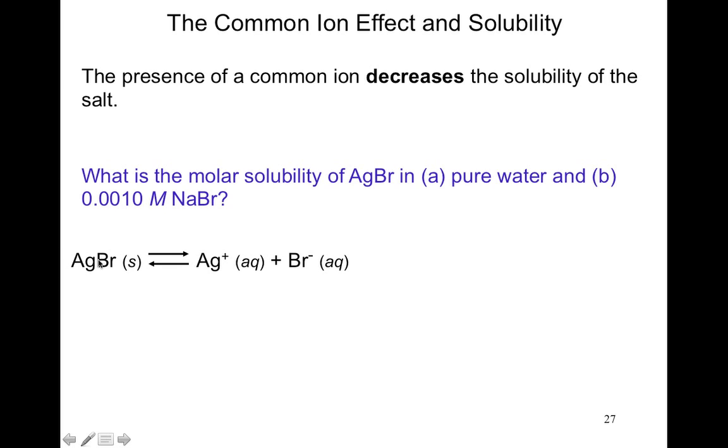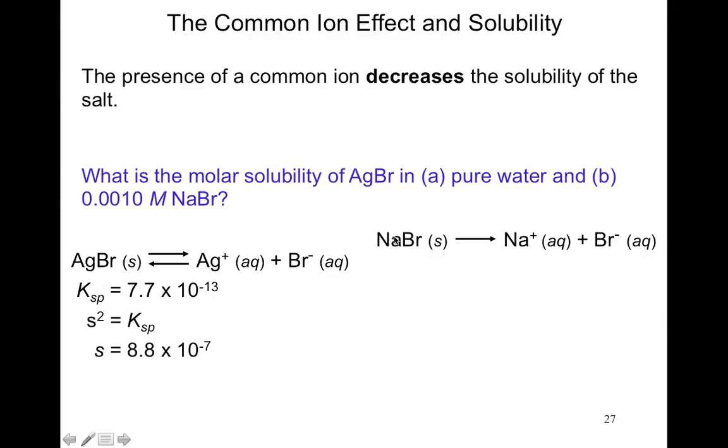So, in pure water, silver bromide dissociates into silver and bromide ions. It's all a 1:1:1 ratio. Very easy. We look up its Ksp in the book, and we have everything we need. This is a plus S and a plus S, so Ksp is equal to S squared. We take the square root of 7.7 times 10 to the negative 13. It's a done deal. There it is in moles per liter.